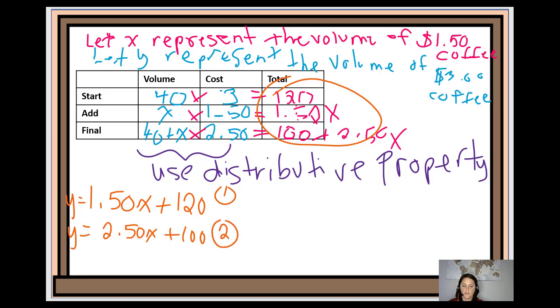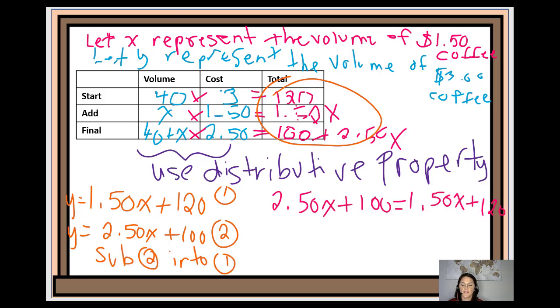Okay, so our two equations are y equals 150x plus 120. The second equation is y equals 250x plus 100. I'm going to go ahead and sub equation 2 into equation 1 and then solve for x. So now I have 250x plus 100 equals 150x plus 120.